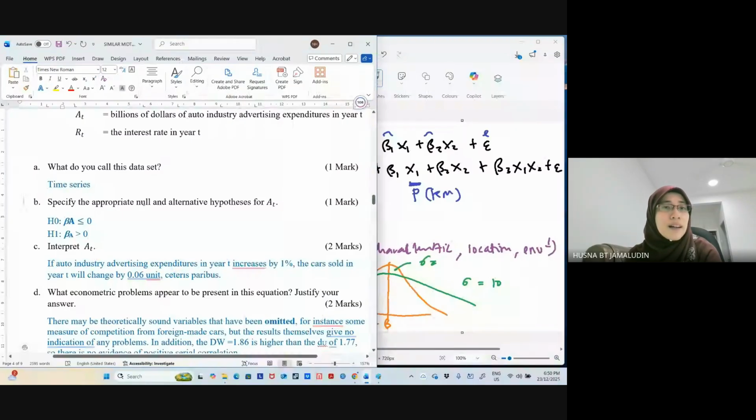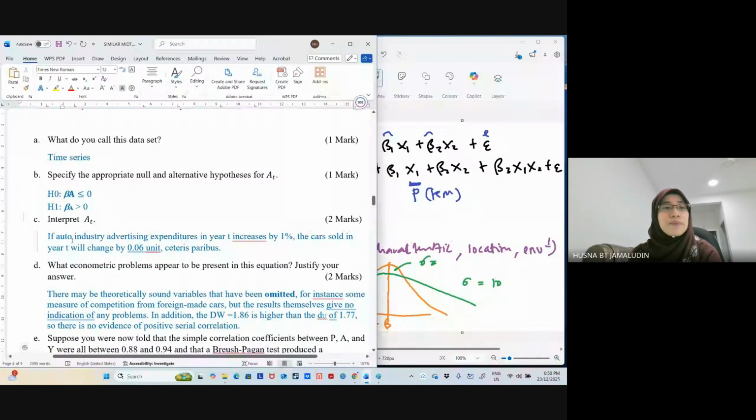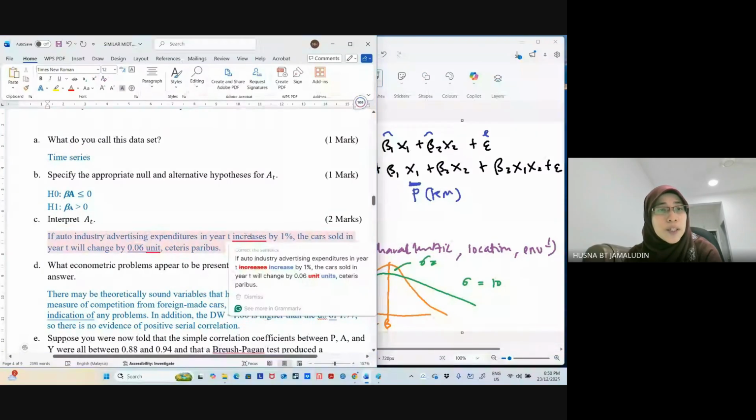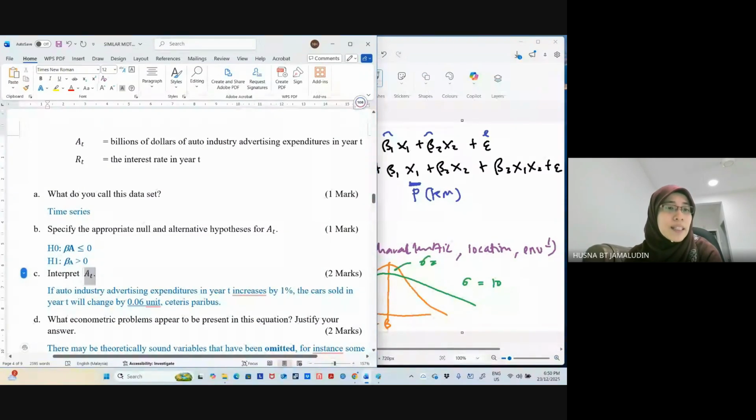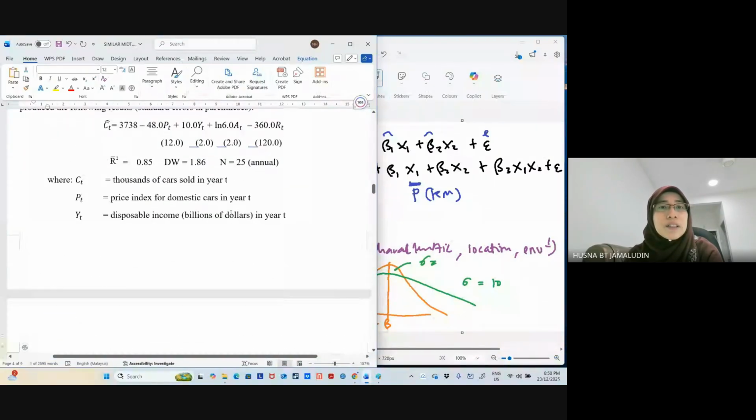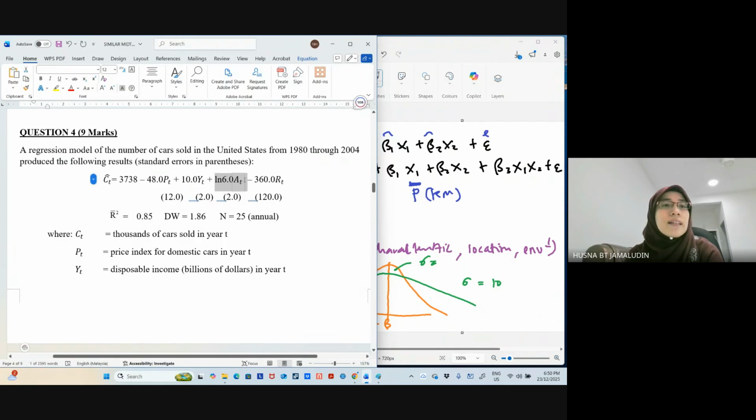Okay, so this question is also very straightforward. Specify the appropriate null and alternative hypothesis. So just put it there. Interpret A. If this industry advertising expenditure increases, okay, let me see the equation first. A, right? So A is log. C is just linear. This is lin-log. Lin-log means when A increases by a lot, C will change by unit, by not so much.